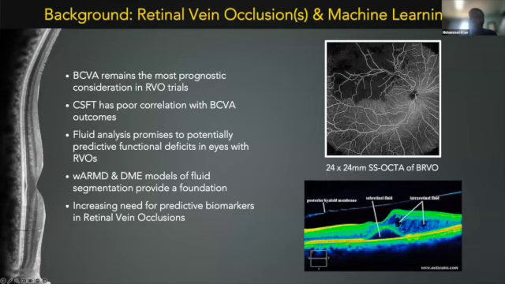Now, optical coherence tomography, or OCT imaging, has allowed for anatomical assessment and correlation to treatment progression. However, measurements used in initial pivotal trials, such as the central subfield thickness, or the overall thickness of a specific layer of the retina, were demonstrated to have poor correlation to visual outcomes. Instead, fluid analyses of intraretinal fluid and subretinal fluid were demonstrated to have promise in predicting functional deficits in macular edema due to RVOs.